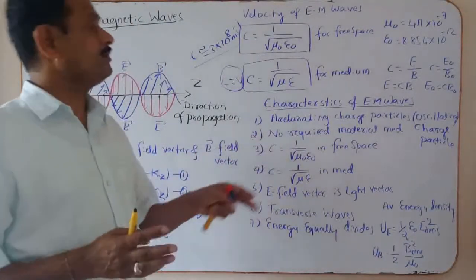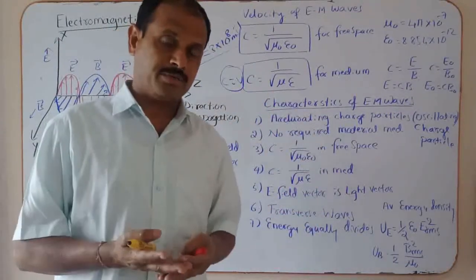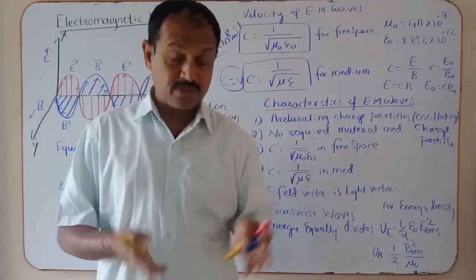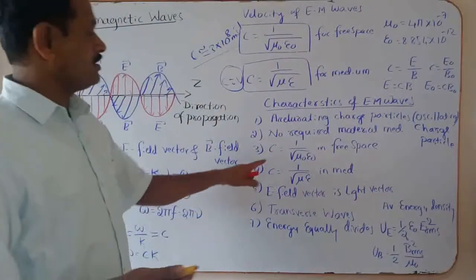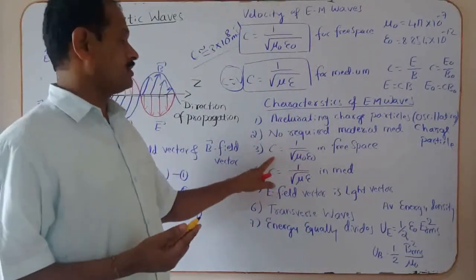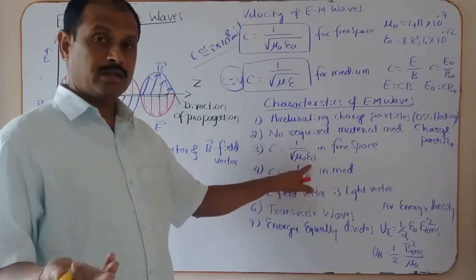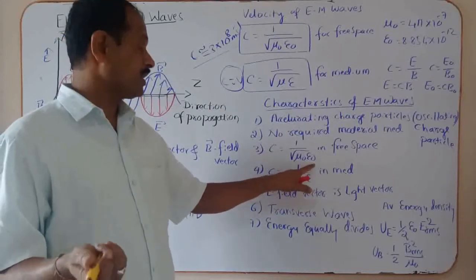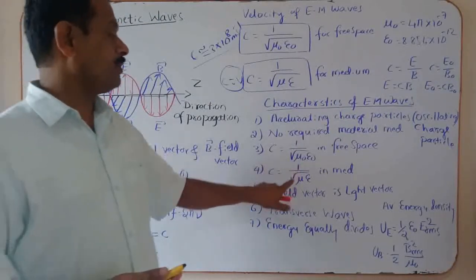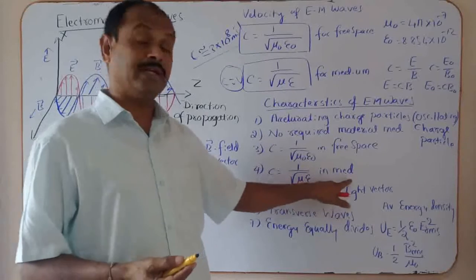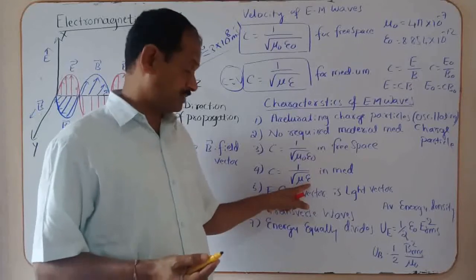Now, a material medium is not required to propagate the electromagnetic waves. These are said to be non-mechanical waves. It means electromagnetic waves propagate in a medium as well as in free space. These are the characteristics I want to say here. Velocity of the electromagnetic wave in free space is 1 upon under root of mu naught into epsilon naught, where mu naught is the permeability of free space and epsilon naught is the permittivity of free space. Now c is equal to 1 upon root of mu into epsilon in the medium.